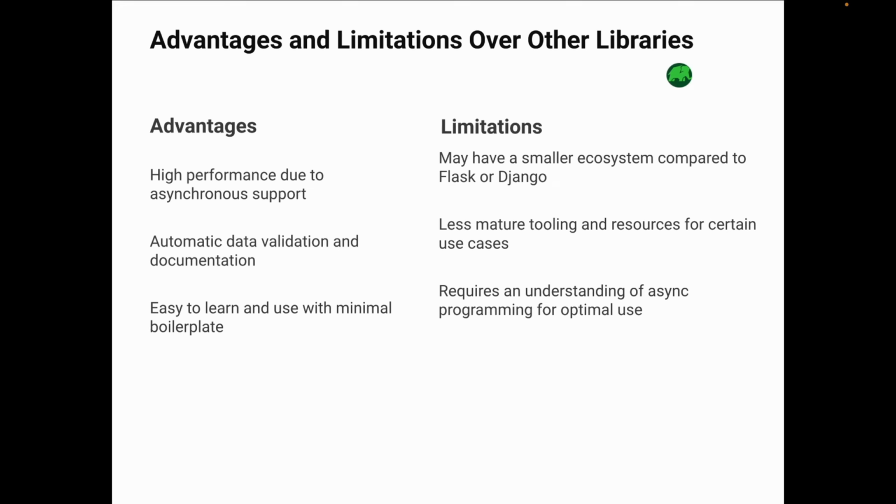So, why choose FastAPI over other frameworks like Flask or Django? Here are a few advantages. It offers high performance thanks to its asynchronous support. FastAPI automatically generates interactive API documentation and validates data, saving you time. It is easy to learn and requires minimal boilerplate code, meaning you can get up and running fast.